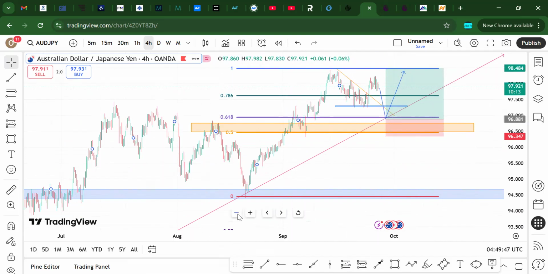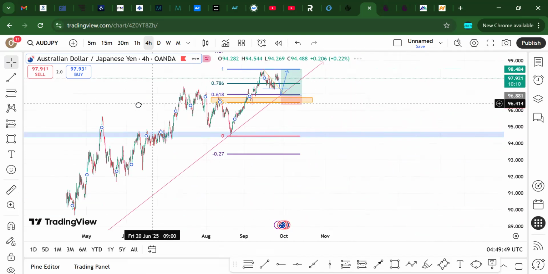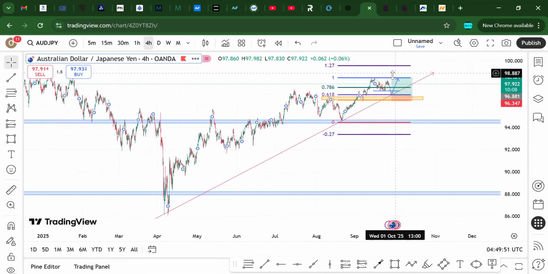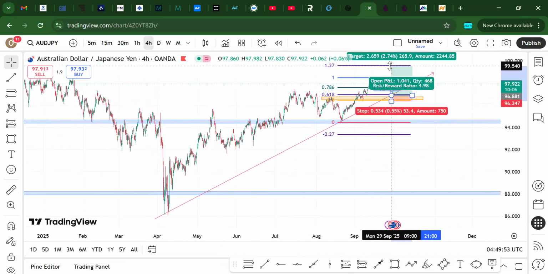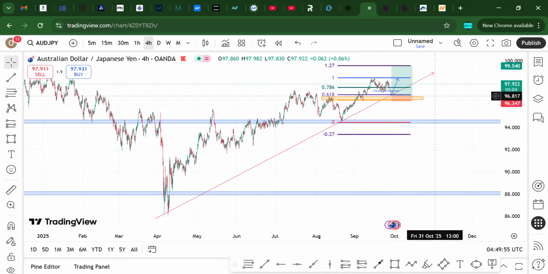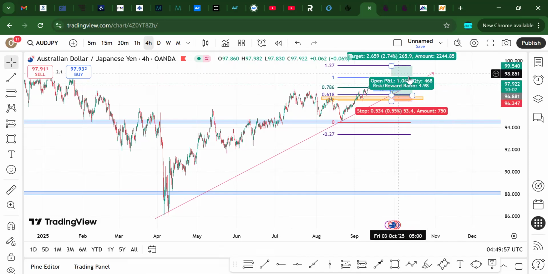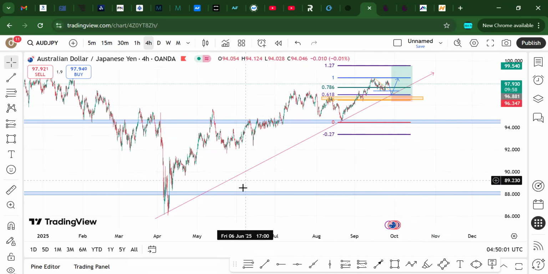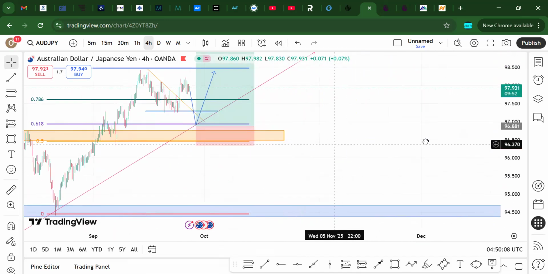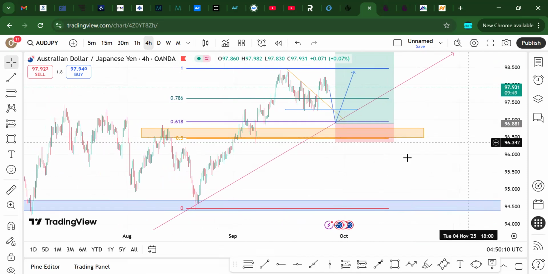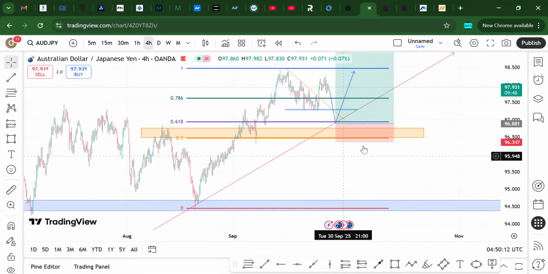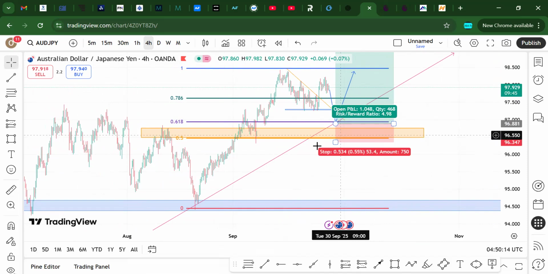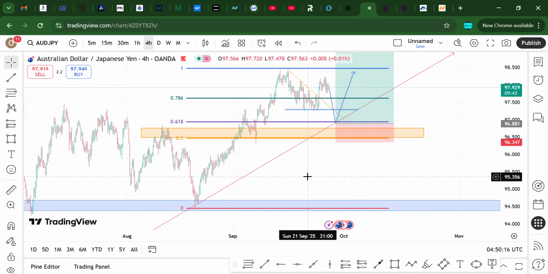But if we are to extend it upwards, then we can see that we'll be having a risk to reward of almost 1 to 5. So like I said, this is my own take on AUDJPY. You can always compare this with your analysis, and if it makes sense, then you can take your trades.